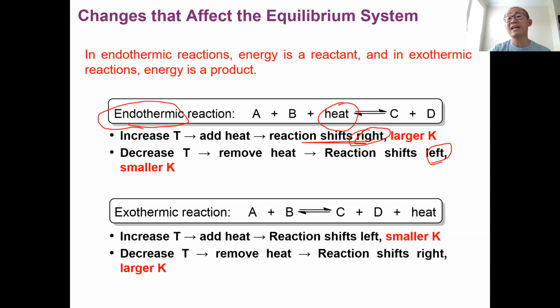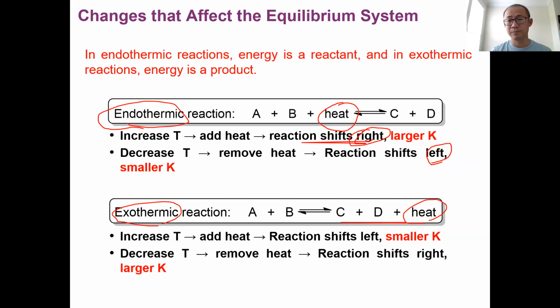Now, the second case, if you have an exothermic reaction, we know exothermic is what? Releasing heat. If heat is released, we can write the heat as a product, because you're giving off heat. Heat is produced. Again, it's not a real product, but you can put heat on the product side.